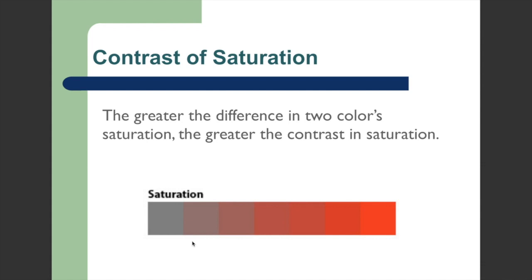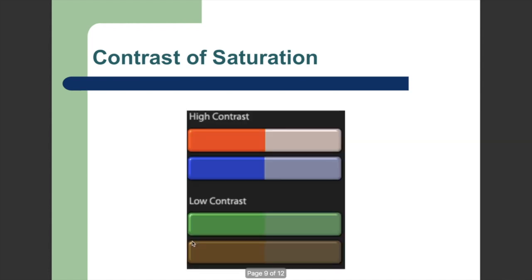Colors can also have a contrast of saturation. Saturation being how bright or dull a color is. Okay, so two colors with very different saturations will have high saturation contrast. Okay, such as these two colors.